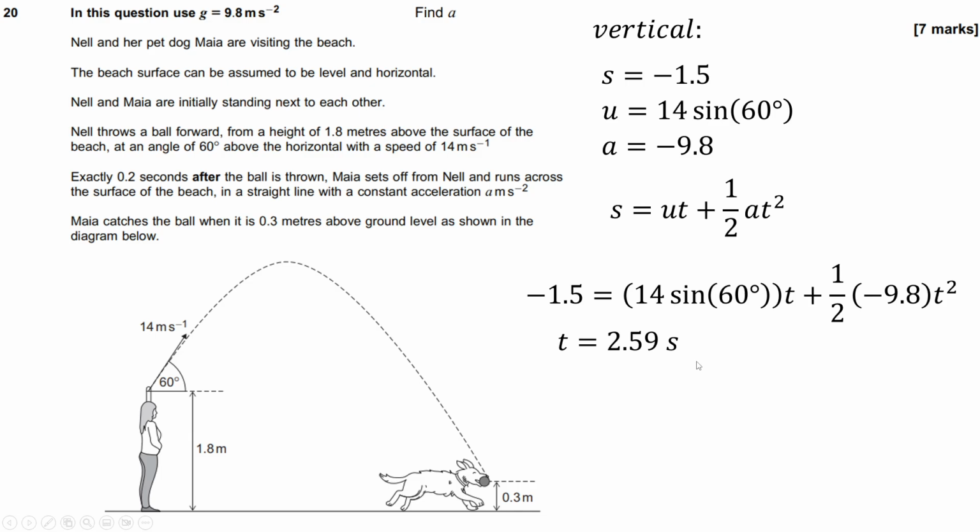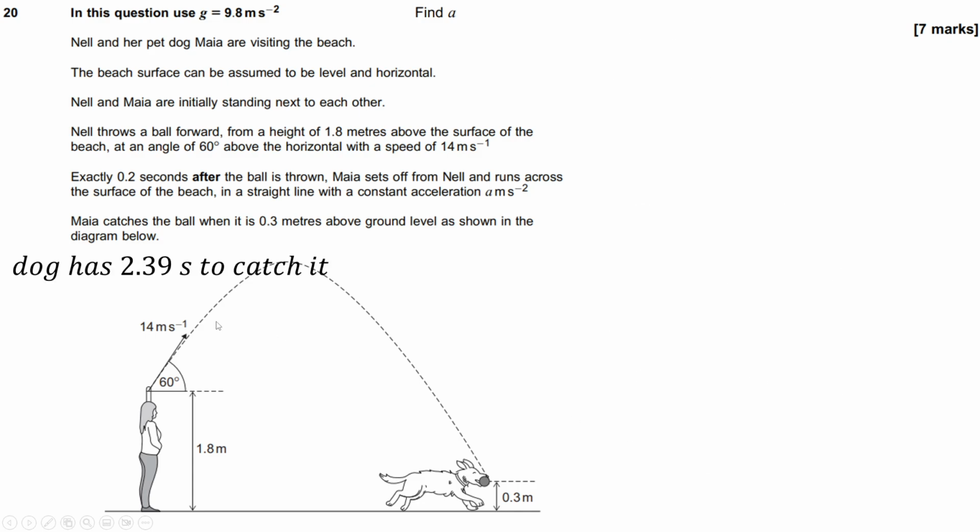There was another solution which was negative, but I've just said here that the time needs to be greater than 0. It shouldn't really be 0, it should just be greater than 0. But if the dog's running 0.2 seconds after that, then the dog's just run out of 0.2 seconds of time which it could have used. So it only actually has 2.39 seconds to catch the ball. Okay, so the dog has 2.39 seconds to catch it. We're getting closer to the answer.